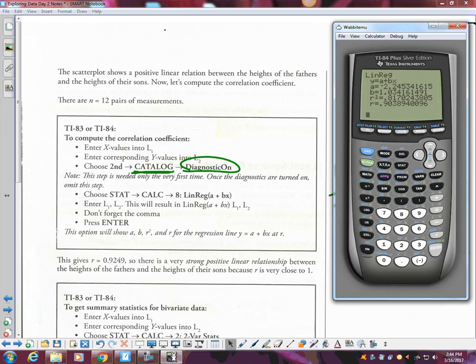We did talk about what the R squared is. We'll review that here in a little bit, but that's how you get your R. So 0.9. So positive, very strong linear relationship.